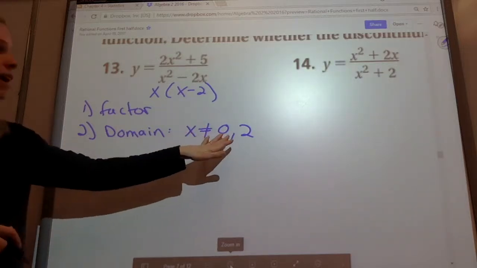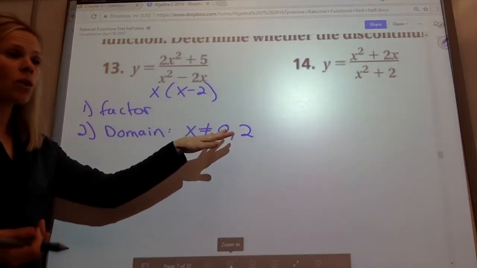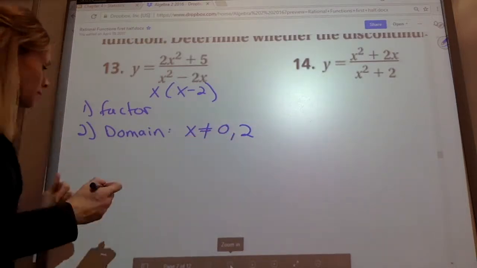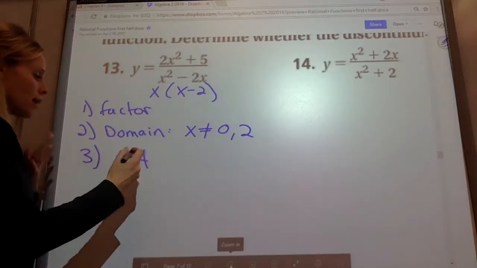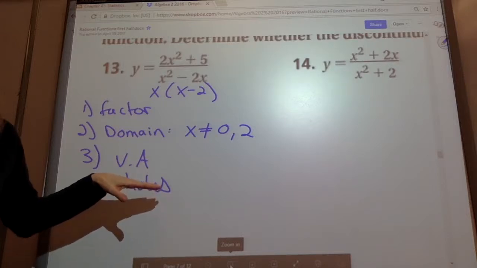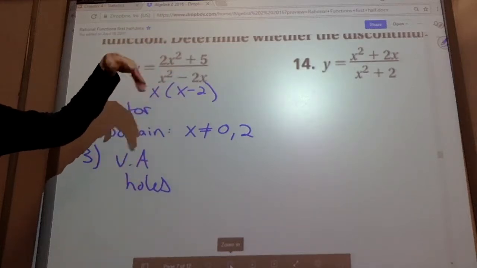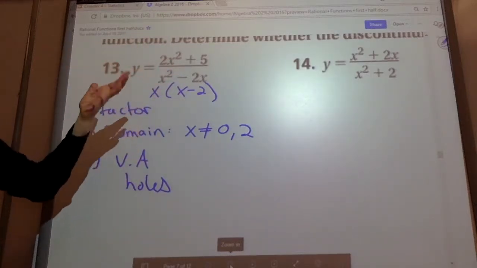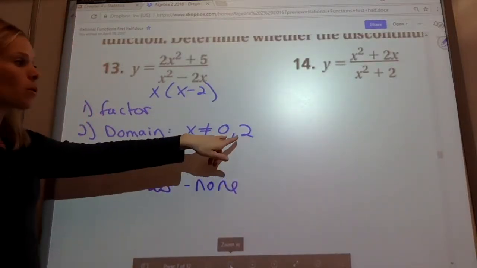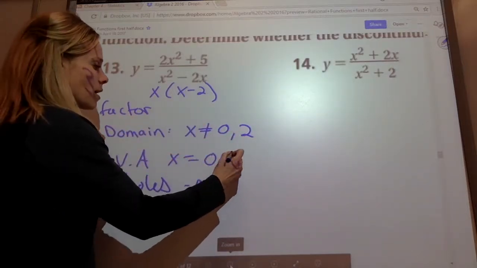Okay, if I have x can't be something, then I'm thinking, okay, this is discontinuous. So I have vertical asymptotes, I have holes, or I have both. Okay, so let's look. Vertical asymptote and or holes. So for a hole to occur, something has to cross off on top and bottom. Can I cross something off top and bottom? Is there any matching terms or polynomials? No. Okay, so in this case, there are no holes, right? Holes are none. That must mean both of these are vertical asymptotes. So vertical asymptotes, I would have 0 and 2.